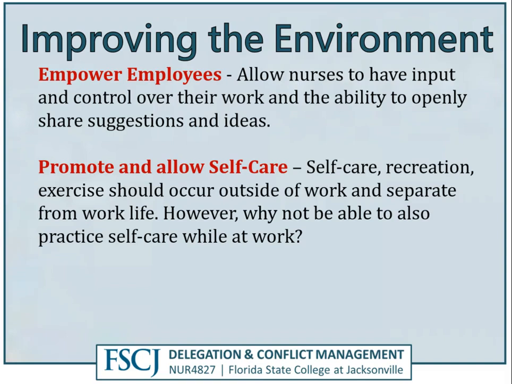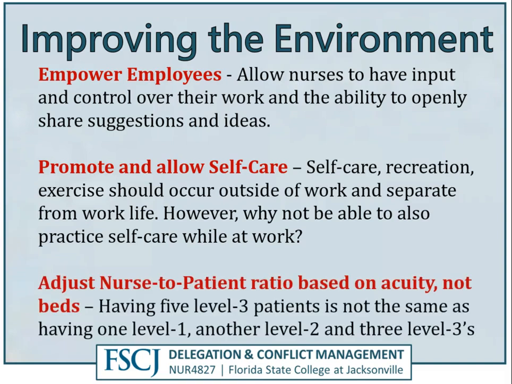The next thing we can do to improve our work environment is to adjust the nurse-to-patient ratio, but based upon the acuity of the patient and not strictly bed count. If you have 4 or 5 level 3 patients, that may be doable. However, what if you have a sepsis bundle, a stroke alert, or you have to hang whole blood products? The staffing ratio should adjust to meet the patient acuity level and match the nurse's competencies and proficiencies.